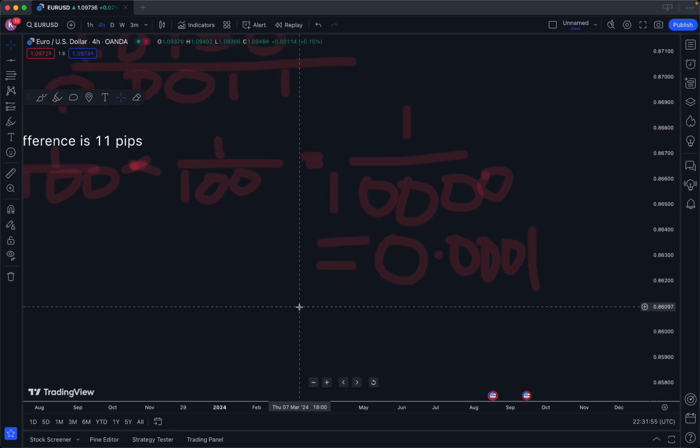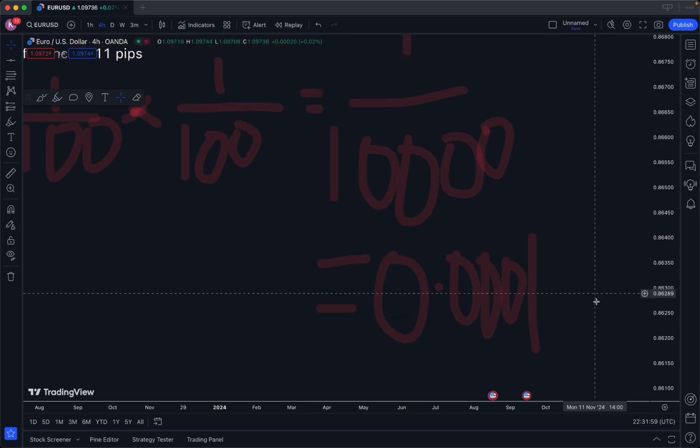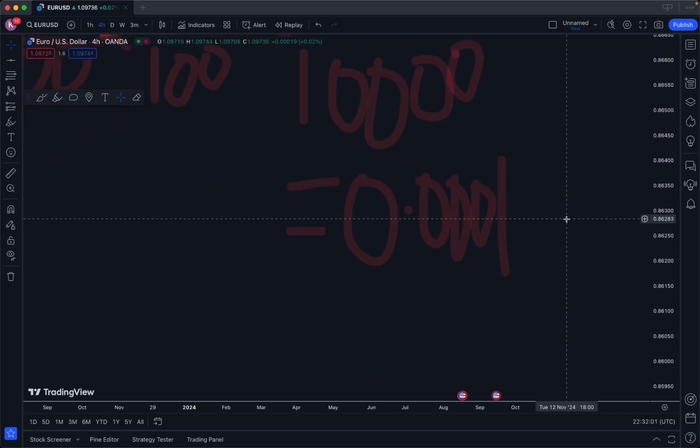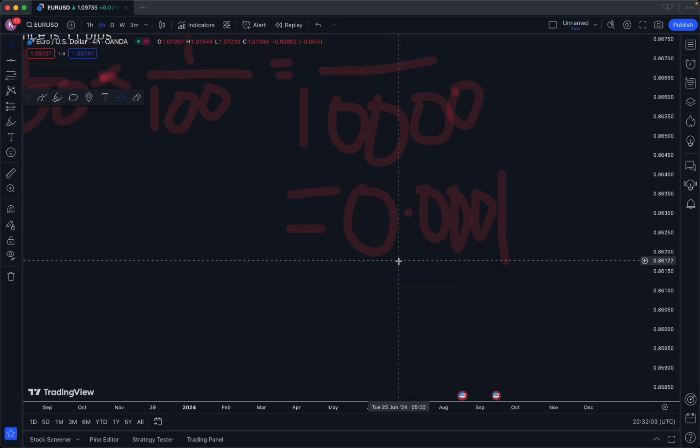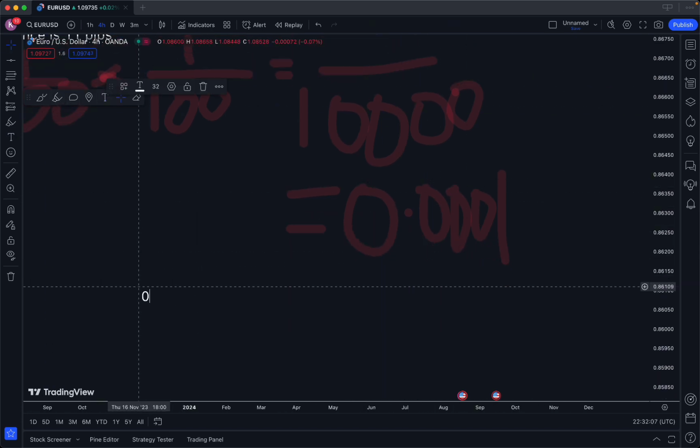This means currency pairs are coded to 4 decimal places. So from this, 0.0001 is the same as what? 1 pip. So this 0.0001 is the same as 1 pip.